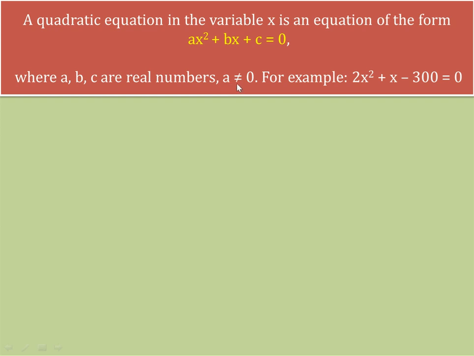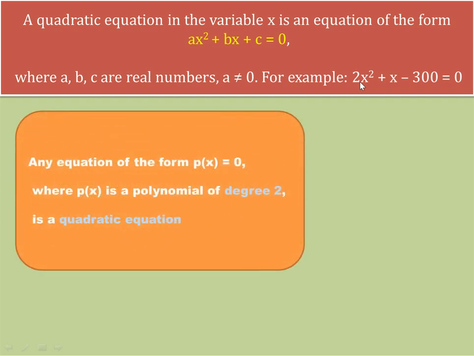And a very important condition you should remember here, a not equal to 0. It means that coefficient of x square shouldn't be equal to 0. If it becomes 0, then the equation becomes a linear equation. So this condition is very important. For example, 2x square plus x minus 300 is equal to 0 is a quadratic equation because of two conditions. One, the power of x or exponent of the x is 2 and coefficient is not equal to 0. That's a very important condition.